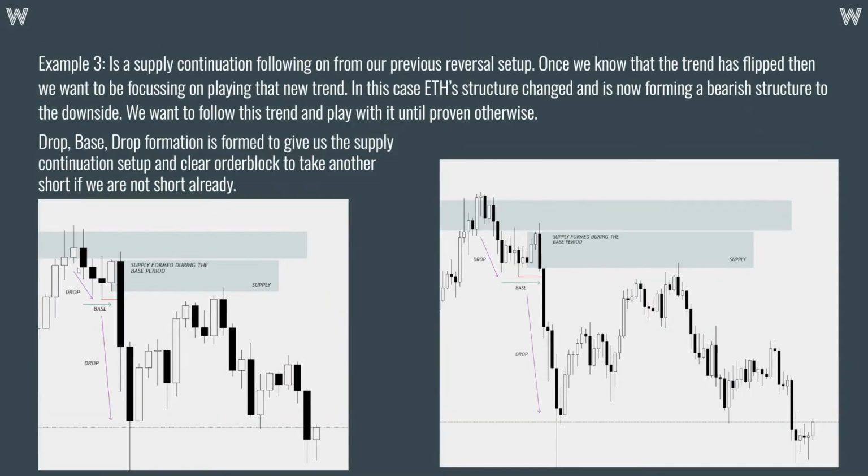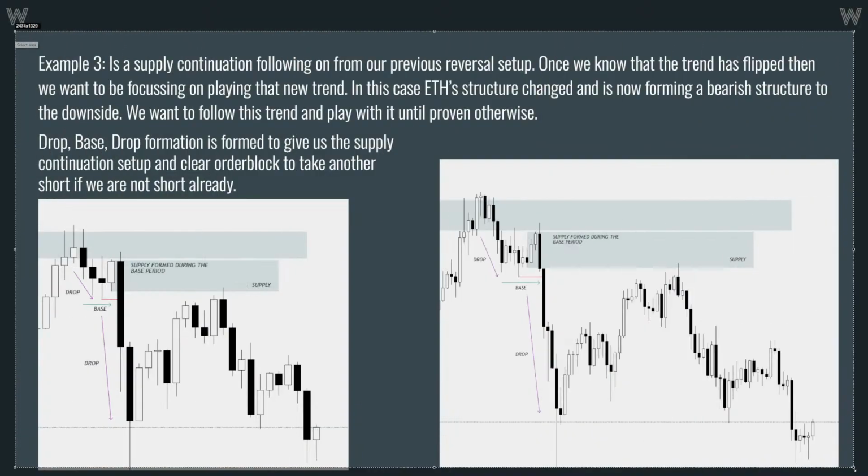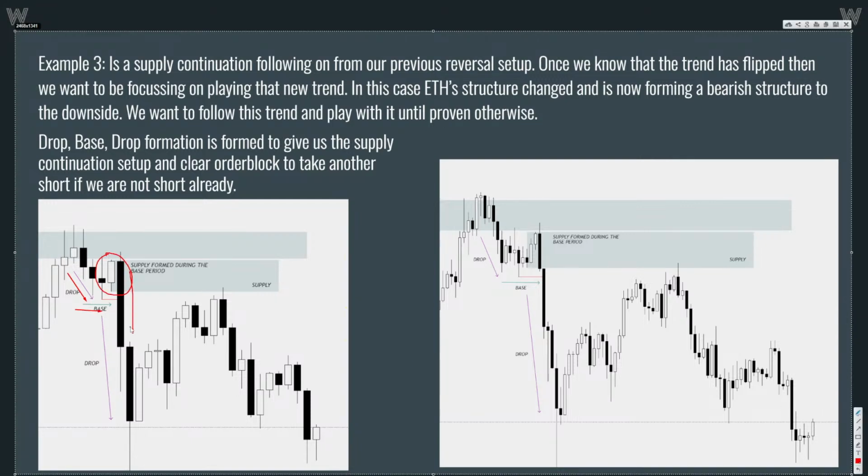We can see here price comes down, drop, base, we get the break of structure, we have this last up candle before the impulsive move to the downside, so then we form our drop. So then we get drop, base, drop, price eventually curls back up to retest our supply area, and then we roll over again, right? Go over one more time.